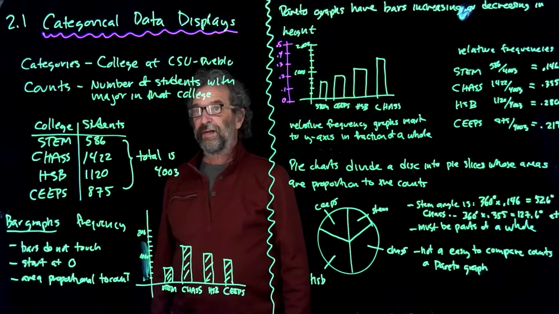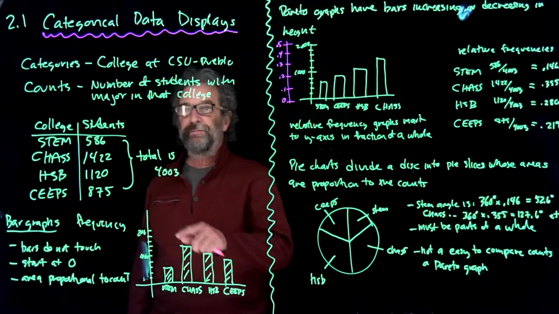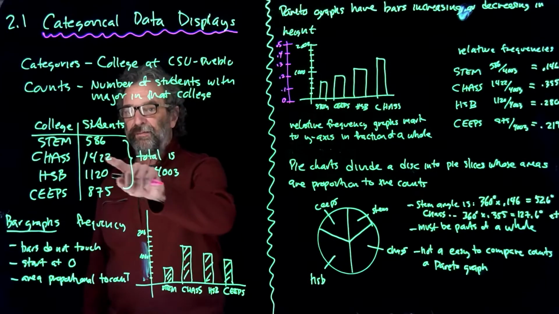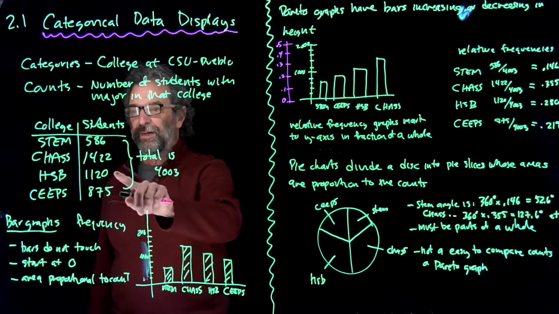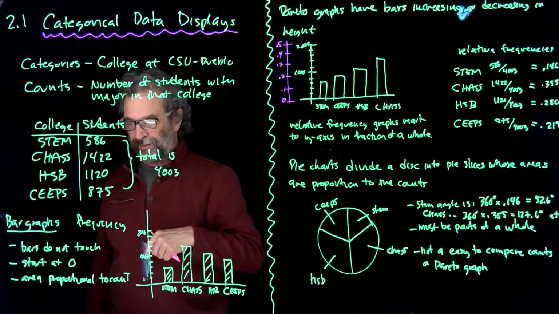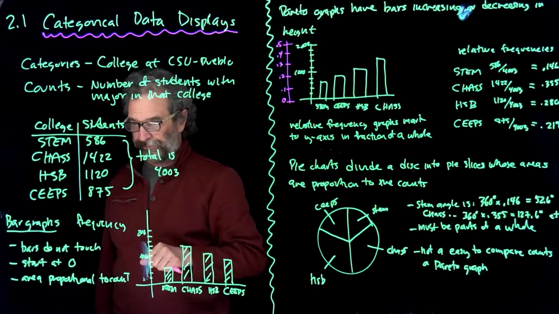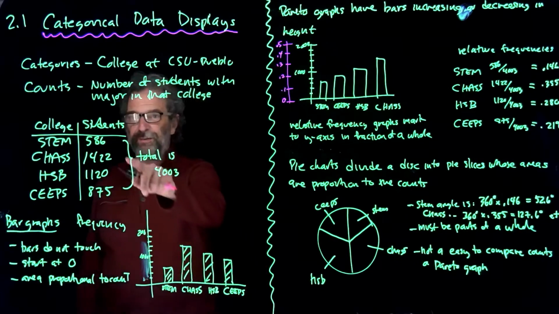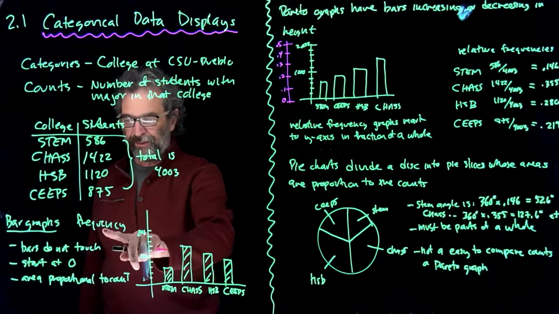And we're going to draw a graph of that. Okay, so here's the number of students. 586 in STEM, 1422 in CHAS, 1120 in HSB, 875 in KEEPS. They keep changing the names, so those may no longer make sense, but that's what I'm using. And then we make, these are the frequencies. We'll make a bar graph of the frequency.